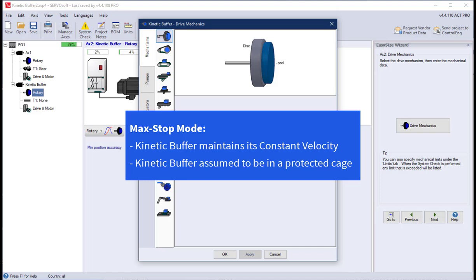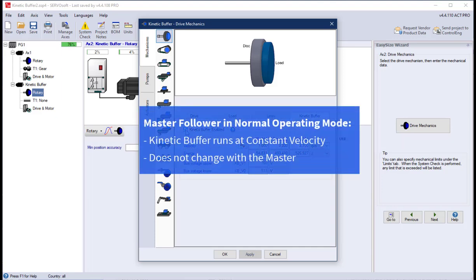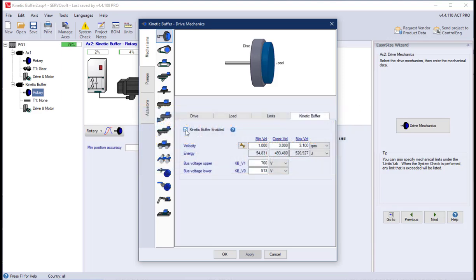The kinetic buffer is assumed to be in its own protected cage and always runs at its set speed until a power loss triggers it to be used for backup power management. In master-follower applications, when in normal operating mode, the kinetic buffer axis maintains its constant velocity regardless of any changes to the master. So that's all the background. Let's size the kinetic buffer for this application.